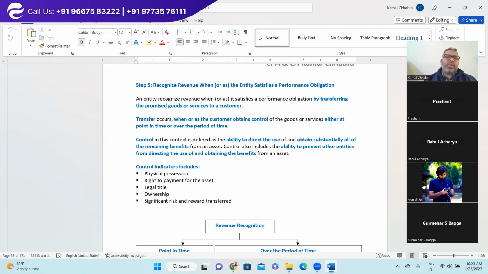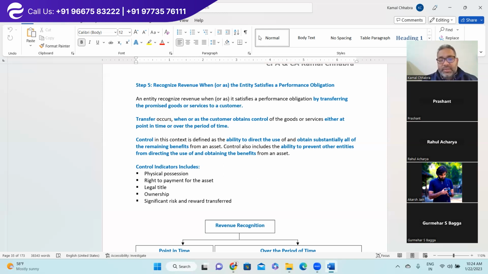So transfer actually occurs when the customer obtains control of the goods and services, either at a point in time or over a period of time. This we all know, like we have studied in school days and college days, or maybe in your professional education: the risk and reward need to be transferred, and only then can the person recognize the revenue, right? How those risks and rewards are transferred, that control transfer definition we have understood in step 2, right?